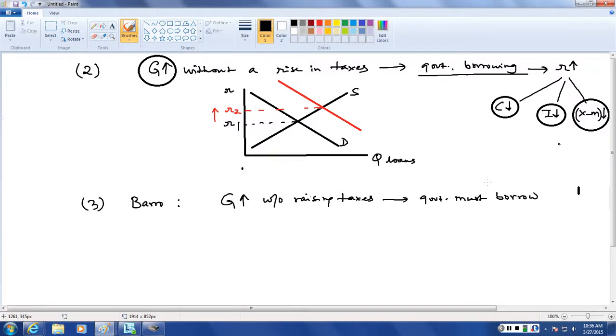Now, when we households observe that the government is borrowing more, it of course occurs to us that the government will have to repay more in the future. If the government's borrowing more today, of course, it must mean that the government must repay more money in the future. Where will the government get the money from to repay its debt? From us, in the form of taxes.